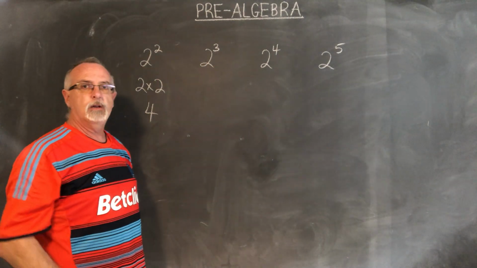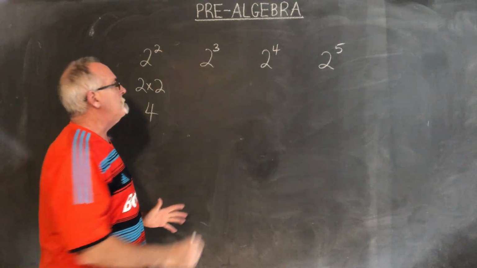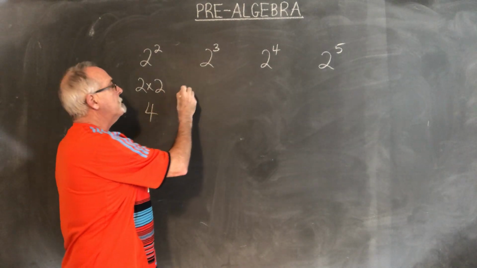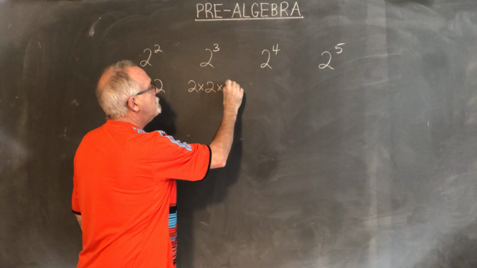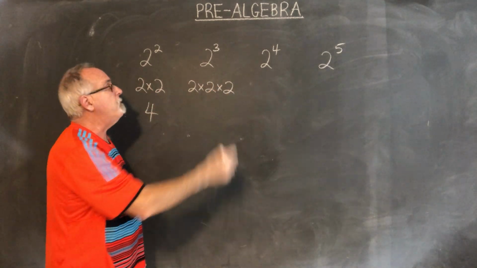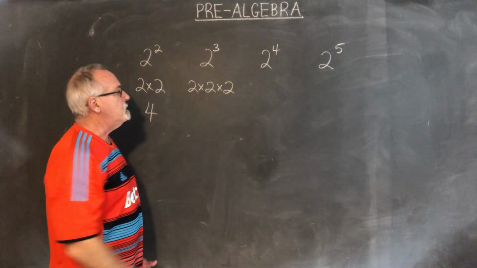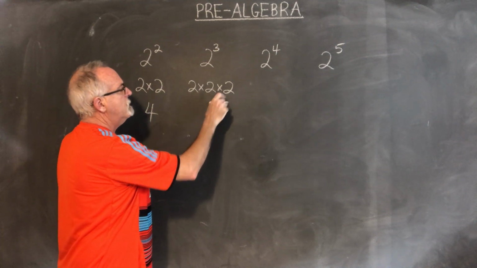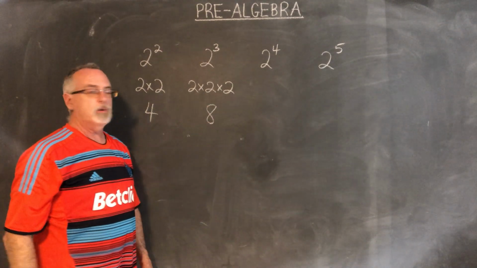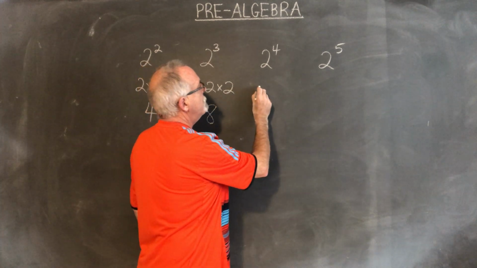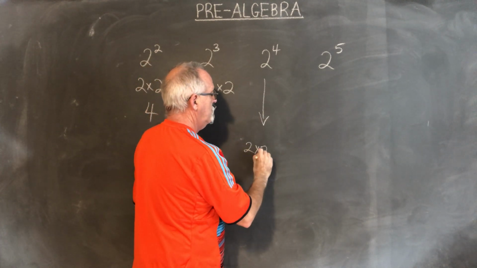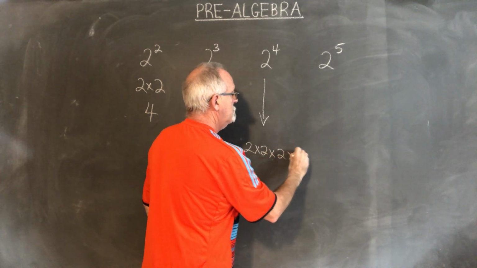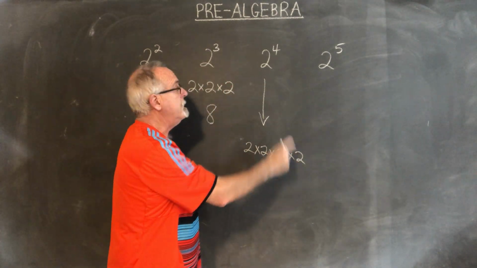A lot of students see 2 cubed and they know immediately what it's going to be without actually doing some multiplication. It's 2 times itself, total of 3 2's. Okay, 2 times 2 times 2, therefore. 2 cubed is equal to 2 times 2 times 2. And 2 times 2 is 4 times another 2 is equal to 8. 8 is a power of 2. 2 to the 4, I'm going to run out of room, so I'll just go lower. 2 times 2 times 2 times 2. There are 4 2's. That's the 4.